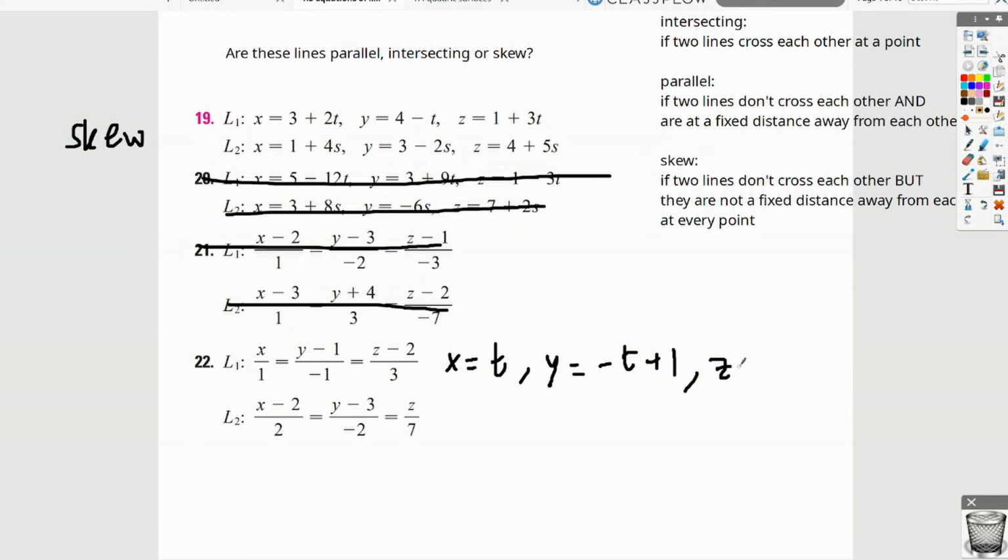And then z is equal to, well, I'm sorry, my brother's really mad at something.